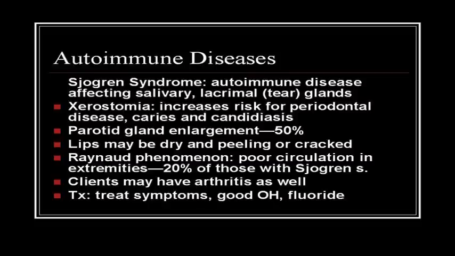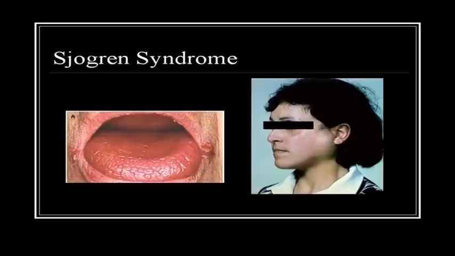The first that we'll discuss is Sjogren Syndrome, an autoimmune disease affecting salivary and lacrimal or tear glands. The client presents with xerostomia. Because of the excessive dryness of the mouth, they are at risk for periodontal disease, caries, and candidiasis. The parotid gland and its enlargement is implicated in 50% of the cases. The lips may be dry and peeling or cracked.